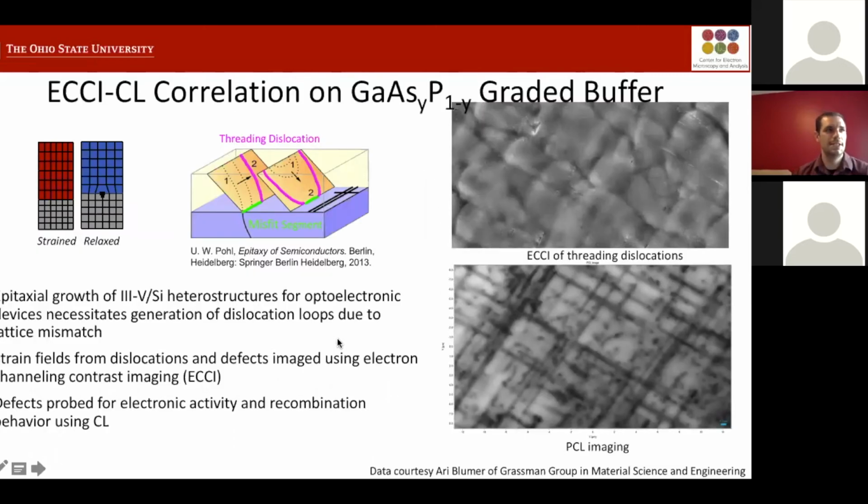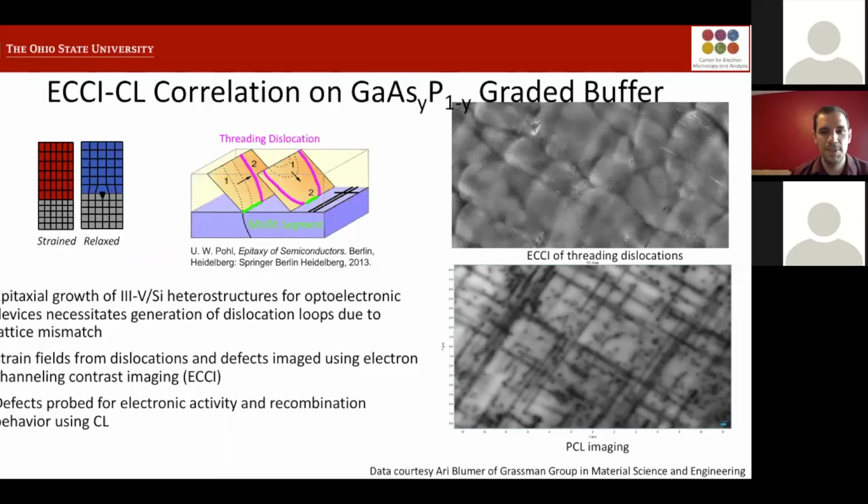So switching gears a little bit, I'm going to talk a little bit about more things in material science. This is some work that has been done by Ari Bloomer in the Grassman Research Group in Material Science. What they do is looking at materials where they're growing films on gallium nitride, I believe in this case. And what they're looking at is wondering how these kind of dislocations and defects affect the properties of the sample.